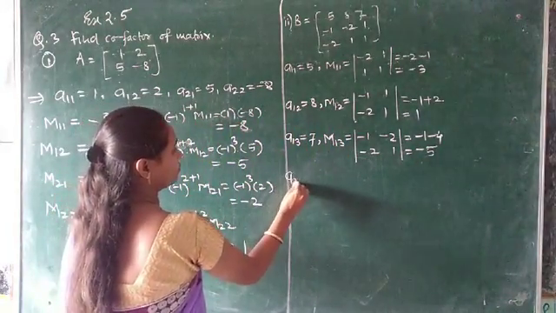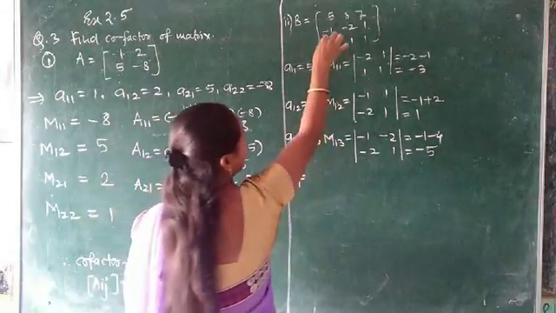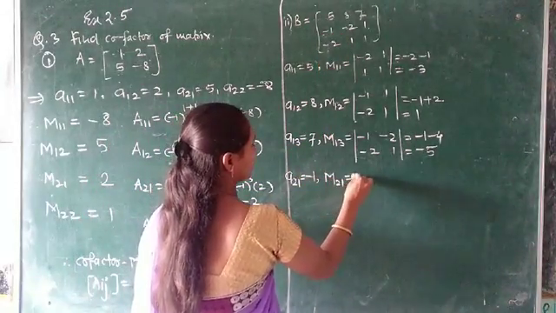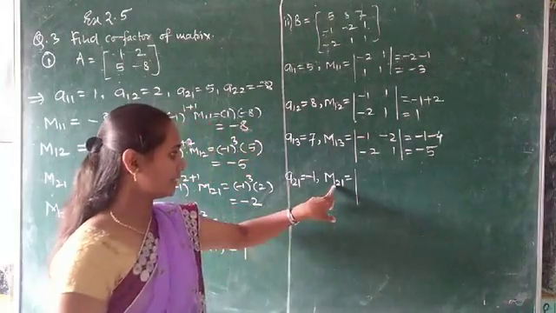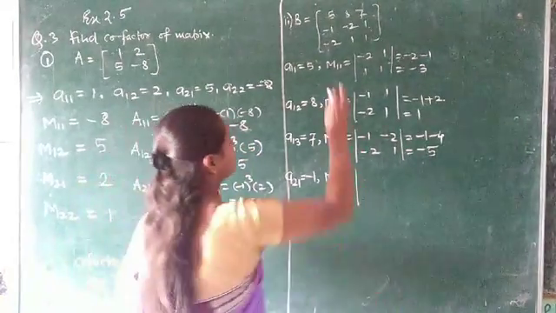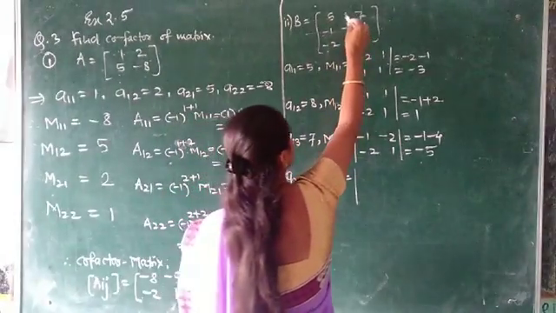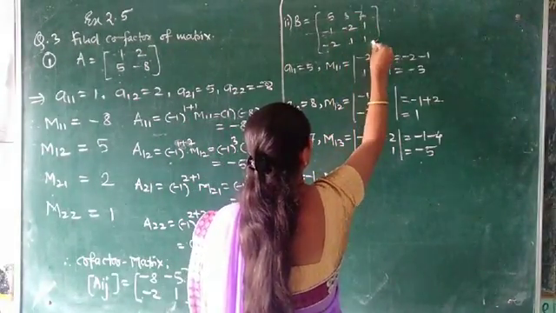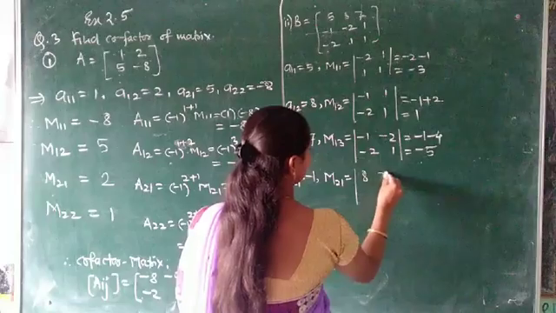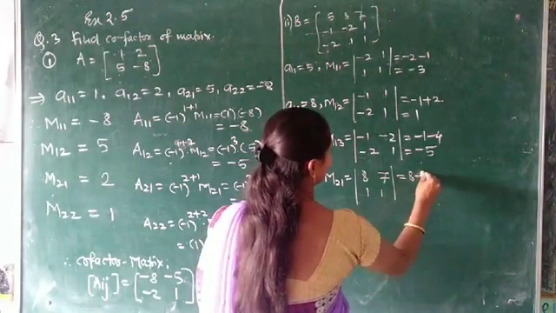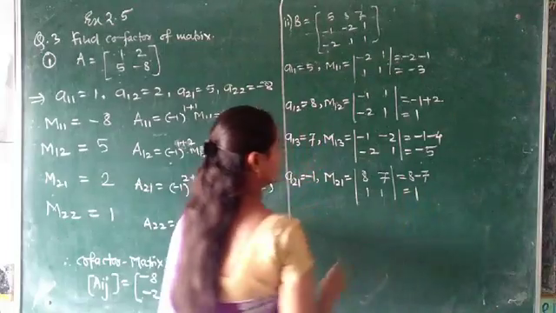Next, A21 is minus 1. Therefore, M21. Now we delete the second row and first column. So the remaining is [8, 7; 1, 1]. 8 into 1 is 8, minus 7. 8 minus 7 is 1.